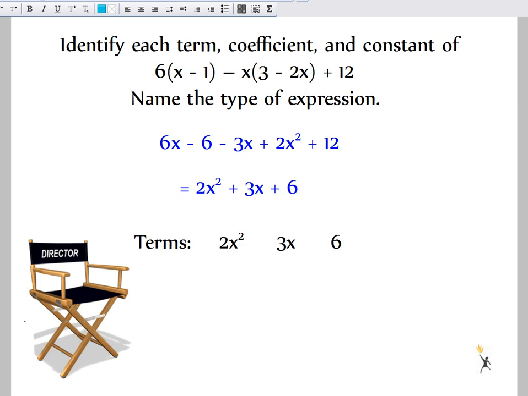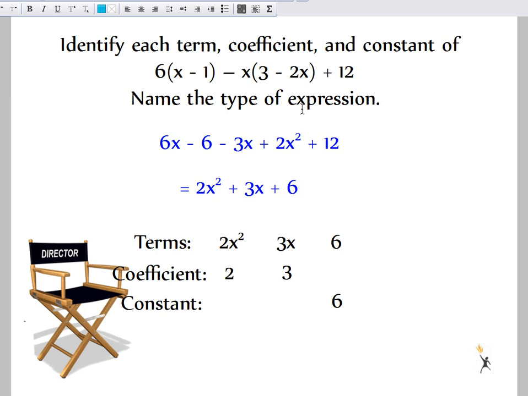So terms, there's 3 of them, right? The 2x squared, the positive 3x, and the 6. How many coefficients are there? There would be 2, right? Coefficients are numbers in front of a variable. The 2 and the 3 are in front of variables, so they're coefficients. And our constant is 6, the number without any variable.